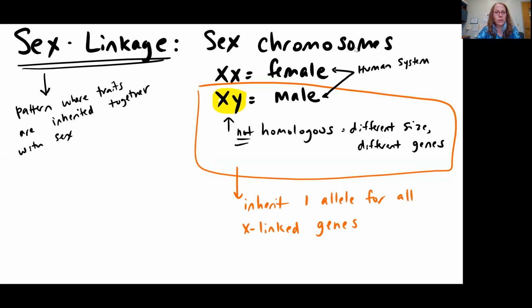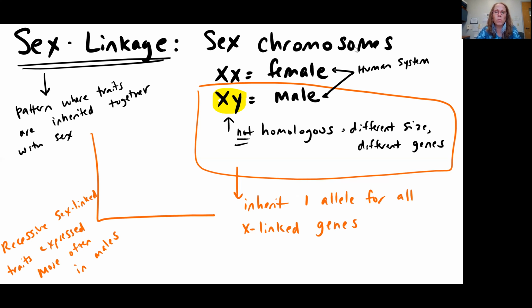The way we can identify sex linkage is we get a pattern where traits are inherited together along with sex. So we'll see that there's a pattern of having this trait in females and this other trait in males. We will see that the recessive traits show up more often in males because, again, they're only inheriting one allele for those X-linked traits. So whatever they inherit is what they get. If they inherit the dominant form, then they have the dominant form. If they inherit the recessive form, then they have the recessive form. They don't have an allele that gets to be masked. They get what they get.